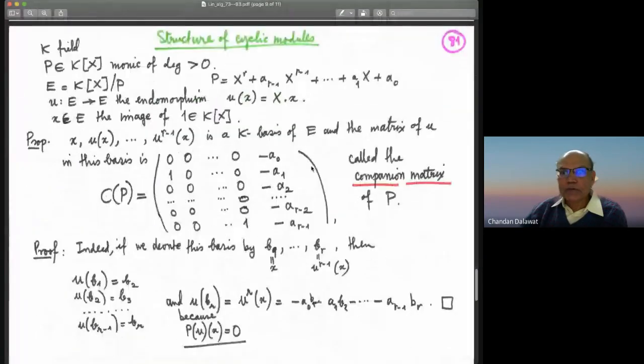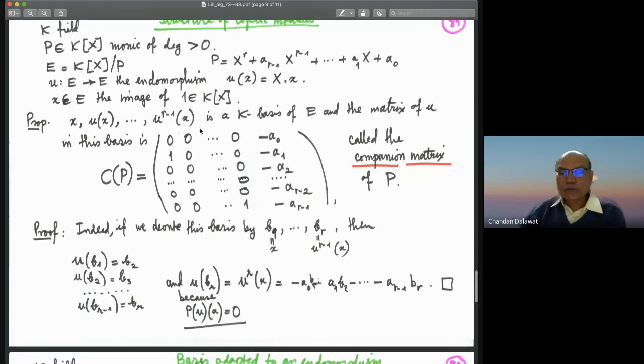So I'll take maybe just 2 more minutes to tell you what the structure of cyclic modules is. So I have a field K, a polynomial P, which is monic of degree strictly positive. And I look at E, which is K[X] modulo P. Then I get an endomorphism of this K space E, which sends a vector x to capital X times little x. Why can I multiply these two things? Because after all, this little x is in this quotient, and I can multiply by elements of the ring K[X].